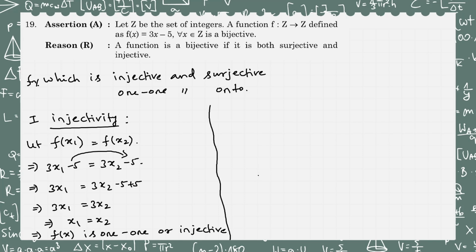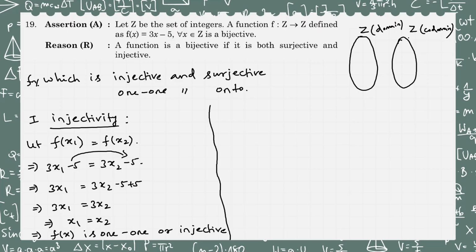For that, what we will do? We will take one element from the codomain. The codomain is also Z here. See, let us draw the arrow diagram. So this is our domain and this is our codomain. So suppose if I take 1 in the codomain, what will be that element which gave mapping to this one? Yeah, so f of x equal to 1.